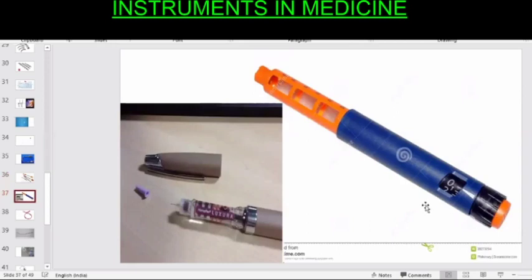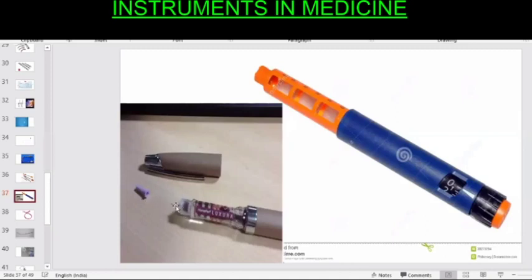Anyone? Sir, it is an insulin pen. Yes, so it is an insulin pen. It is a refill pen because the cartridge can be used multiple times. You can put in the cartridge here; the cartridge will look like this. There is also an attachment for the needles, so every time you have to change the needle after one shot.